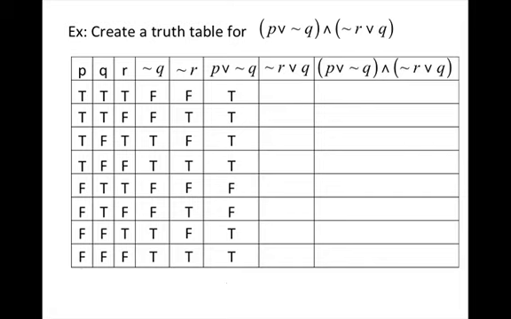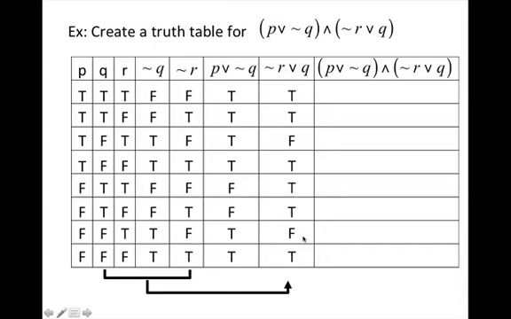Next, I have not R or Q. So compare your not R column with your Q column. And again, OR is only false when both of these are false. Both of these are false in rows 3 and rows 7. So not R or Q is false in rows 3 and row 7. So it's true everywhere else.